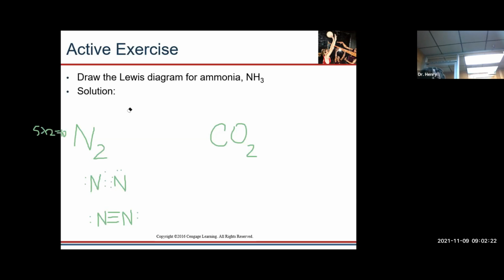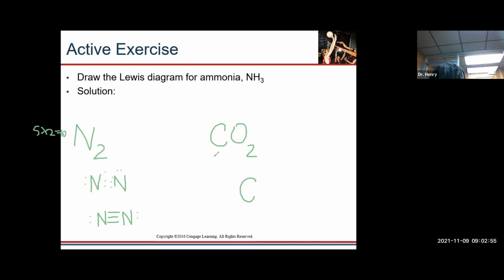Okay, so let's do carbon dioxide. So who's going to be in the middle? Here's just a general rule of thumb. Carbon likes to be in the middle, okay? So it's able to hold or attach itself to 4 different things. So it prefers to be in the middle, okay? So we're going to put carbon in the middle.